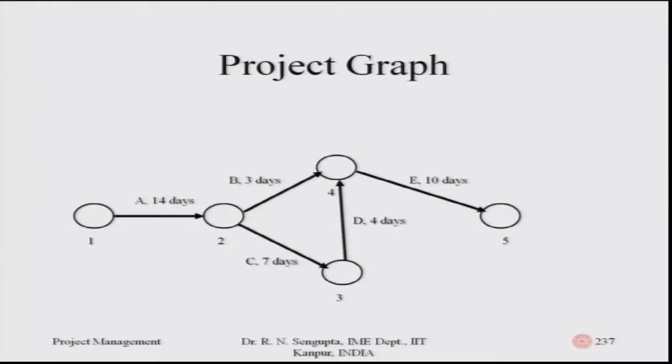This is based on the fact that A has 14 days, B has 3 days, C has 7 days, D has 4 days, E has 10 days. So generally it means that after A ends, you basically can start B and C, and the corresponding number of days is given. After C is done, then some D work, whatever the activity has to be finished, it ends in a certain time. And provided D and B is finished, then only you can start E. So you start at 1, finish at 5, considering the activities are A, B, C, D, E in some sequence.